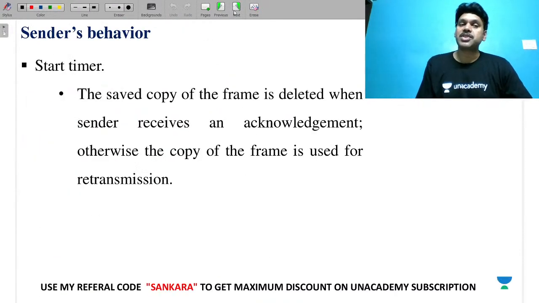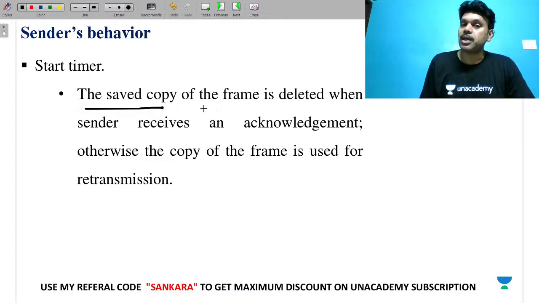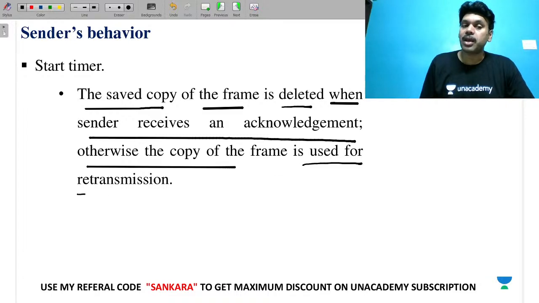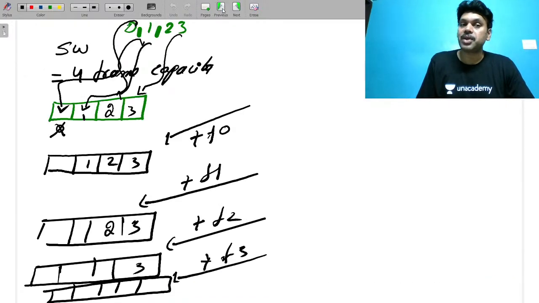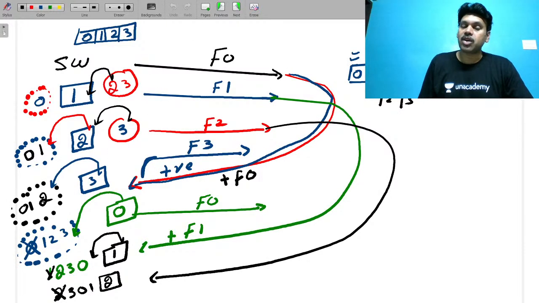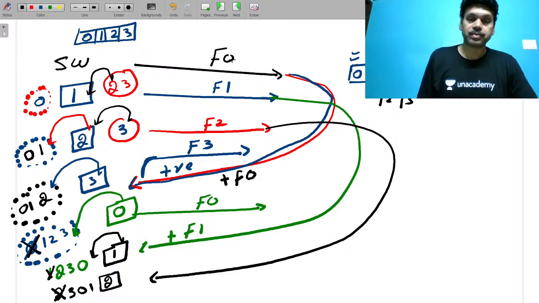Now let us see the receiver's behavior. The saved copy of the frame is deleted whenever you get the acknowledgement. Otherwise you maintain the copy in the sender window. Once you get the acknowledgement, the particular frame will be eliminated. Here 0 got acknowledged, so I remove 0. Then 1 got acknowledged, I remove 1. Then 2 got acknowledged, I remove 2.